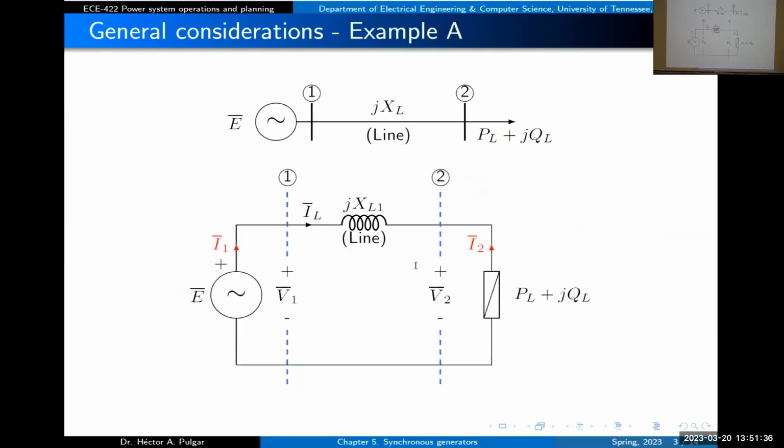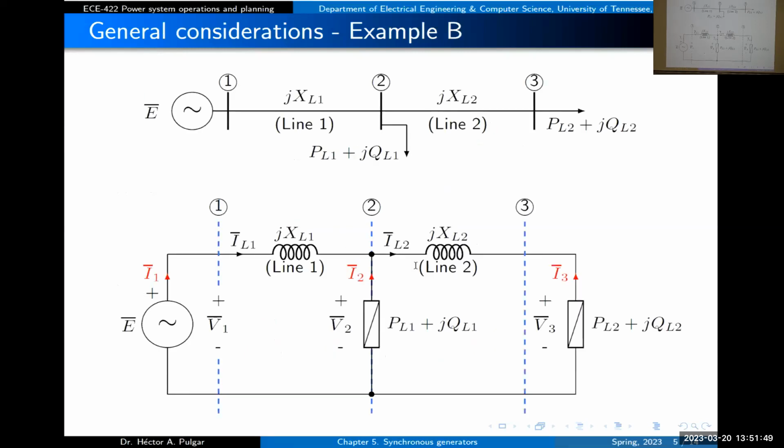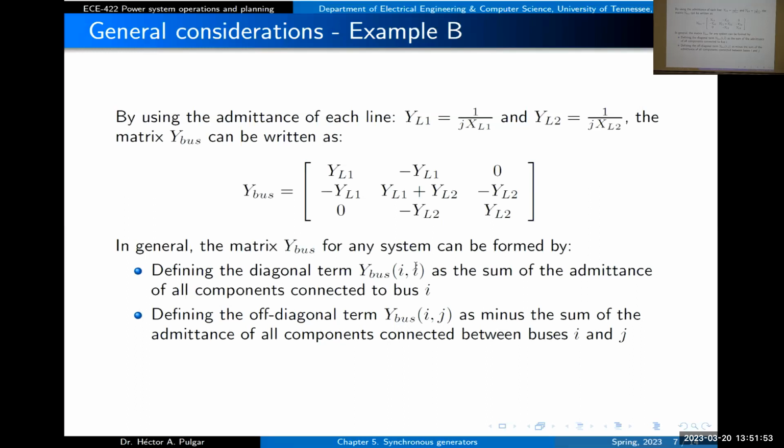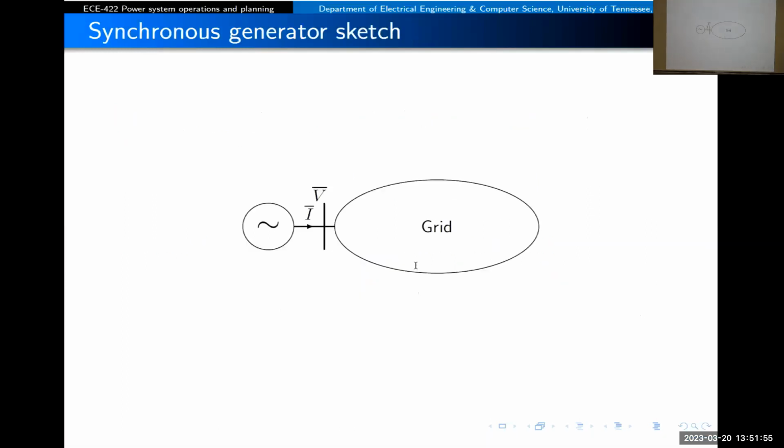We reviewed the representation of the grid. The representation is going to be this vector of current injected equal to the Y bus multiplied by the vector of bus voltages in the system. And here we considered a few examples, and we reviewed how to build the Y bus matrix. And then we started talking about the generators.